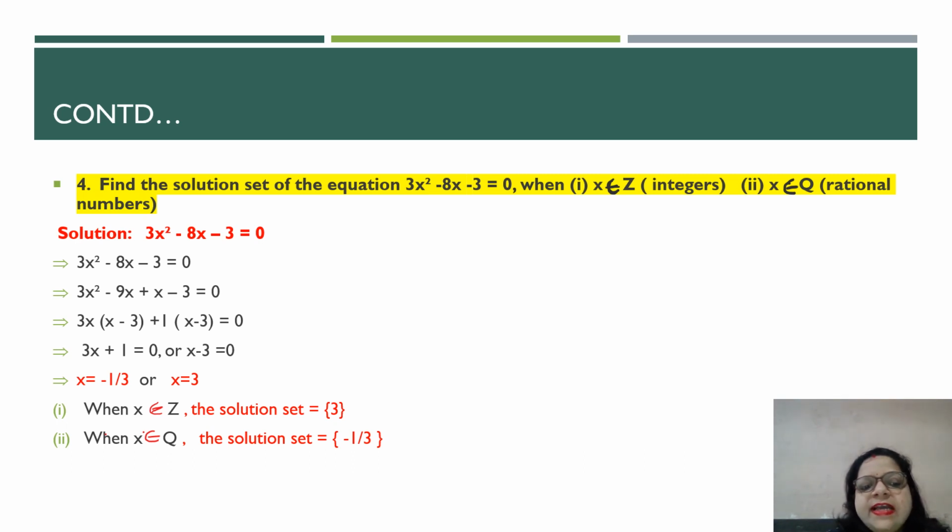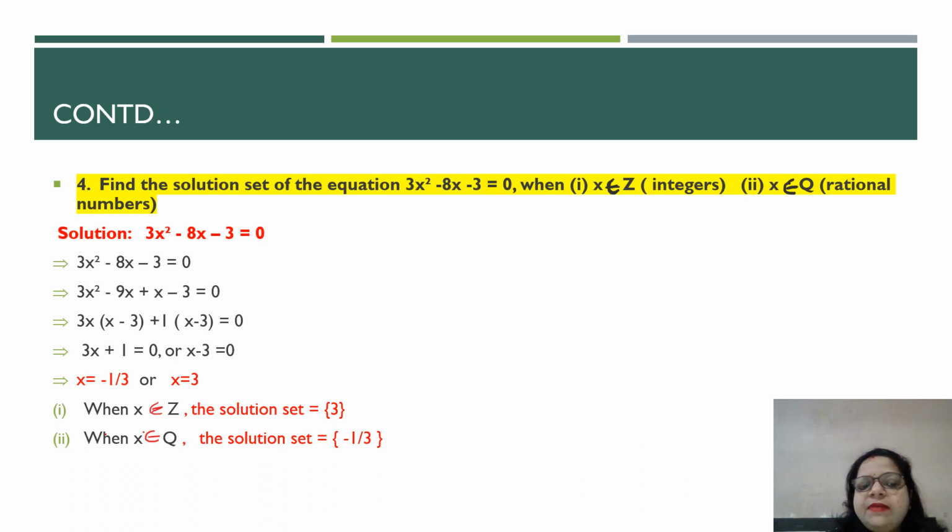Therefore when x belongs to Z, Z means that it belongs to the group of integers. So what are integers, children? Integers contain negative numbers, 0, and positive numbers. Okay, so the solution set, what will be for the integers? It will be only 3, because minus 1 by 3 is not an integer.